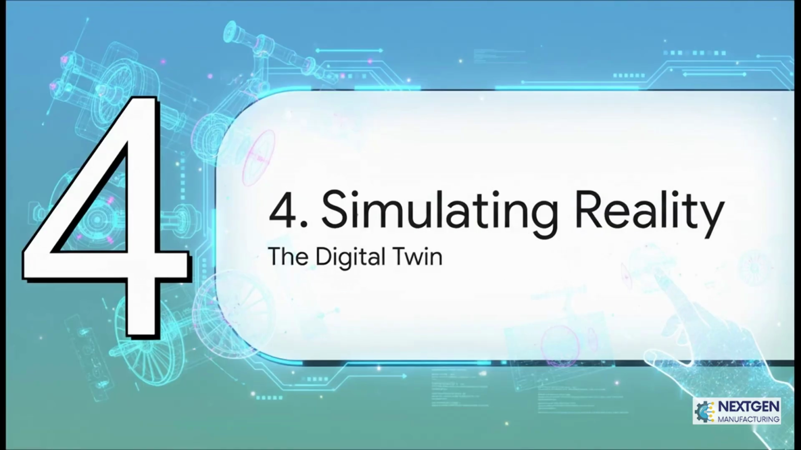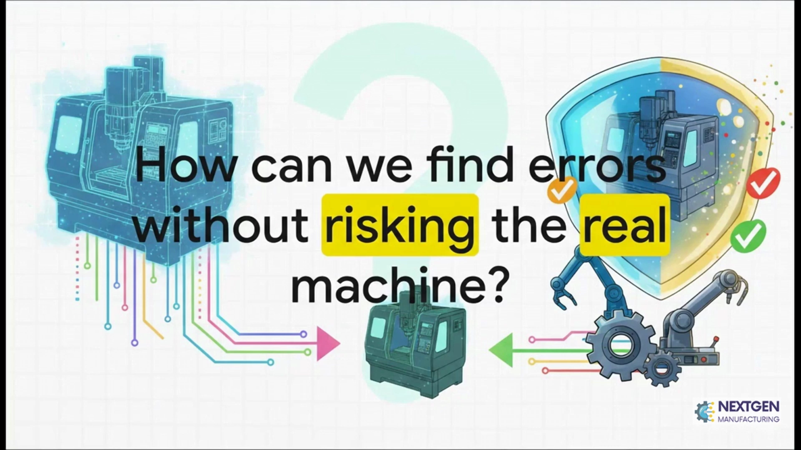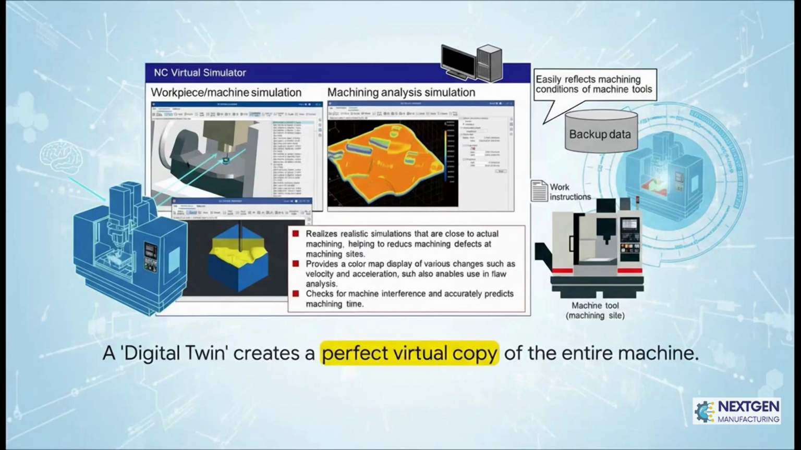Now, look, these manual checks are absolutely vital, but let's be real. For the incredibly complex parts we're making today, with super high-speed machining, we need something more powerful. We need a way to simulate reality, to basically see the future before it actually happens. So, here's the big question, right? How can we find these hidden errors without risking the real machine? How do we bridge that gap between the perfect, clean world of the digital design and the messy, unpredictable reality of the factory floor? And the answer is something called a digital twin.